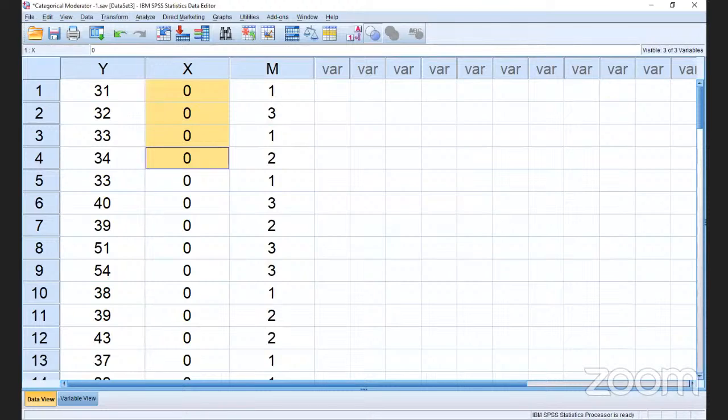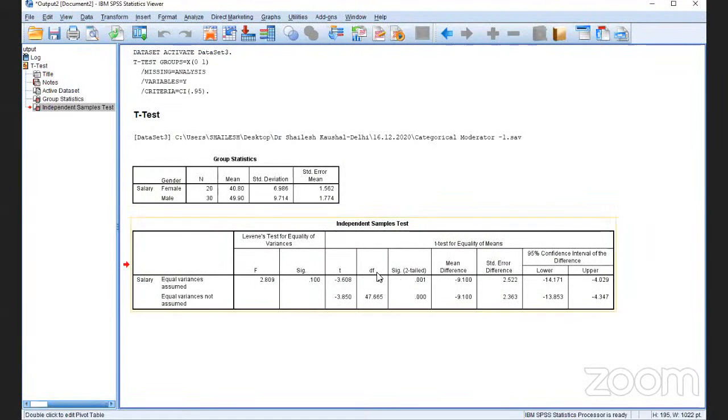So my output, I am showing you the output. Through the output we will interpret this table. The mean salary of female is 40.8, the mean salary of male is 49.9. It means there is a difference, but whether this difference is significant or not, we will check through the p-value. Here the p-value is less than 0.05, which means there is a significant difference between the salary received by female and male teachers in the particular sector. So this is significant.